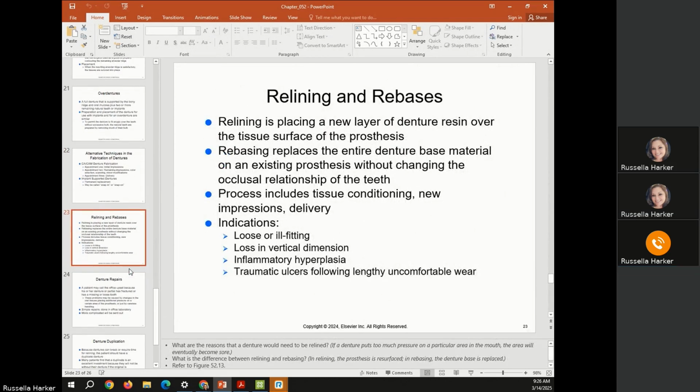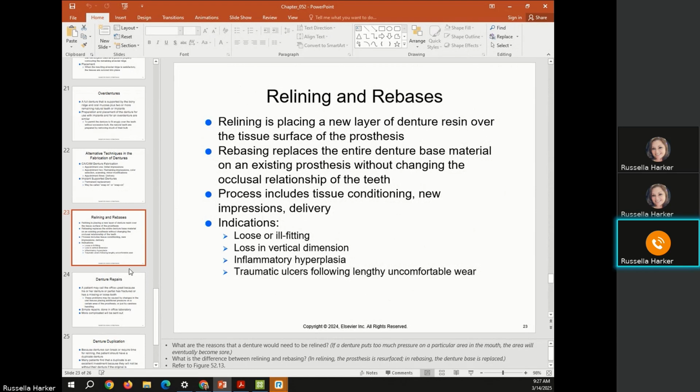Now, when a denture is made and initially put in, there will be some bone loss or shrinkage afterwards. Relining is placing a new layer of denture resin over the tissue surface. So it's just the tissue surface of the prosthetic. So that's when there is bone loss or shrinkage of the bone, you reline the denture instead of remaking the denture so that it kind of fills it back in so the denture fits properly again.